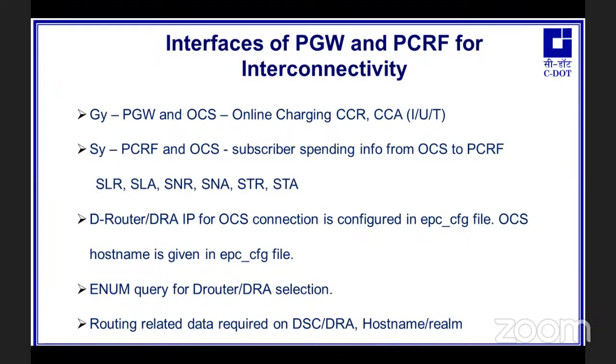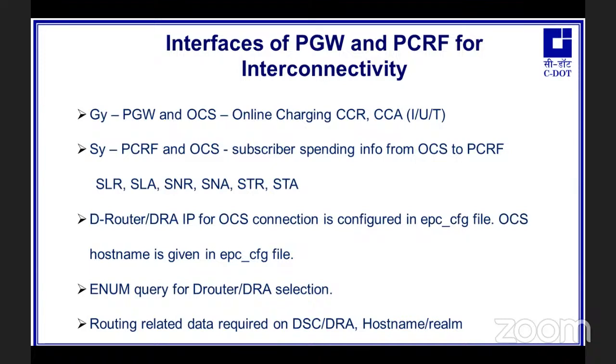So these are the interfaces of PGW for interconnectivity. I think in South Zone, CCR and CCA is going over diameter. I think in Nokia it is going over diameter. I think in ZTE it is going directly, not over diameter. Yeah, it is via diameter. In ZTE it is not diameter. So in our case also, whether it is internally PGW or PCRF, all the communication is over diameter only. Except diameter, there is no communication.